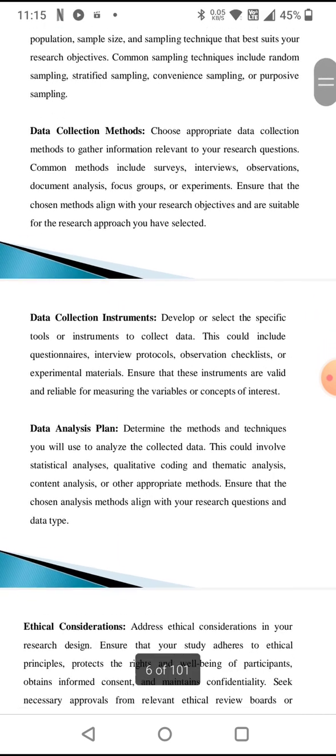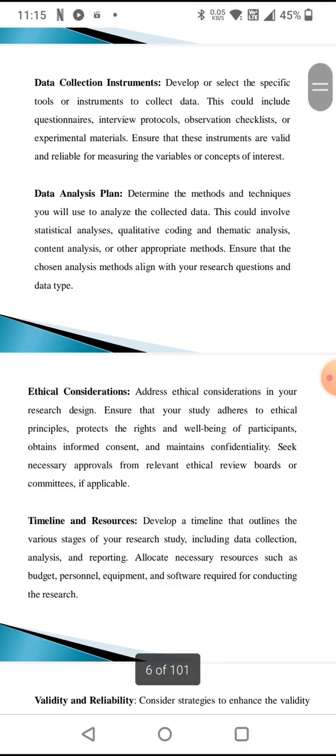So the next one is the ethical considerations. You need to address ethical considerations in your research design. Why? Because you study others through ethical principles, protecting the rights and well-being of participants, obtaining informed consent, and maintaining confidentiality also. So for that you need to be ethical from your point of view. Seeking necessary approvals from relevant ethical review boards or committees, if applicable, is up to the researcher.